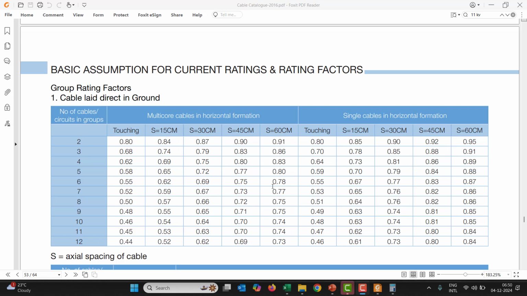So the next rating factor is F4. F4 is for cables laid directly in the ground, the rating factor for touching. I am assuming I am laying only one cable, so there won't be any factor for touching. This rating factor is for multiple cables going together or multiple cables in tier formation like that. So I am considering F4 also as 1.